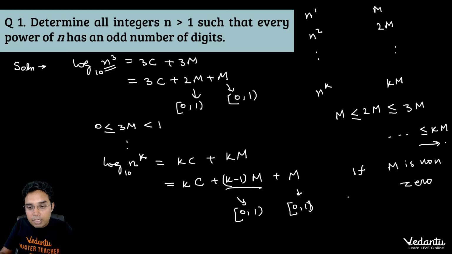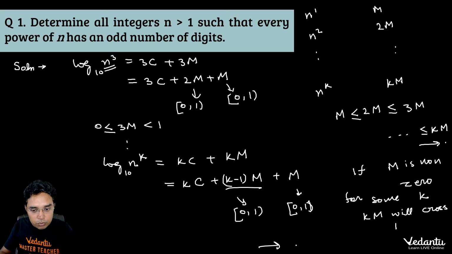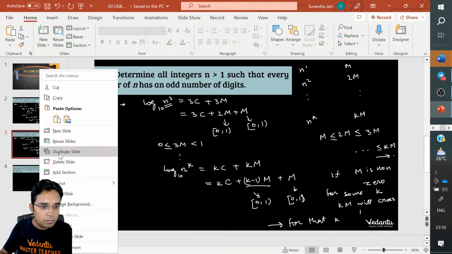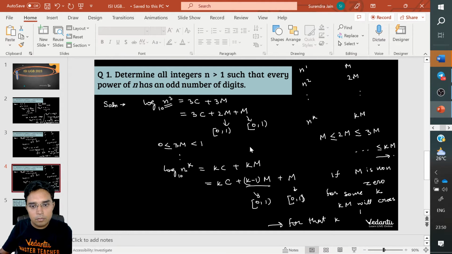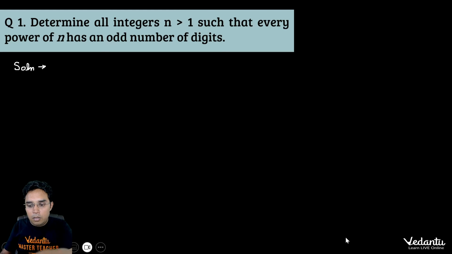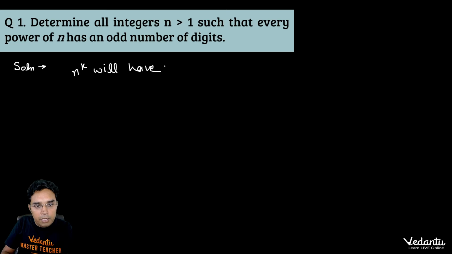If m is non-zero, then for some k, this km will cross 1, and for that k, this n power k will have an even number of digits. Okay, now let us conclude this question.